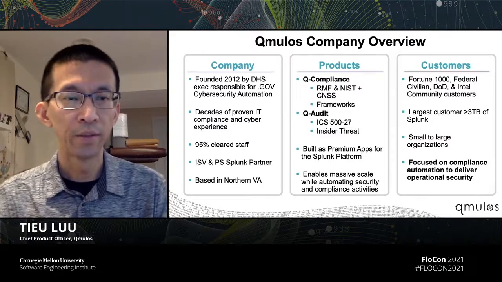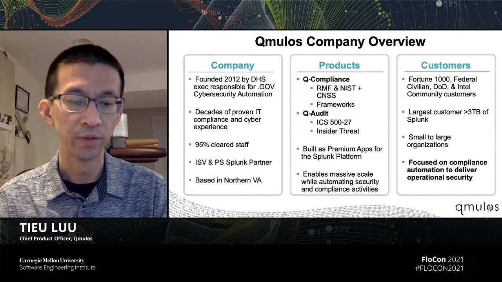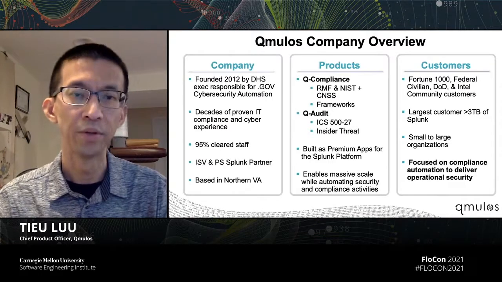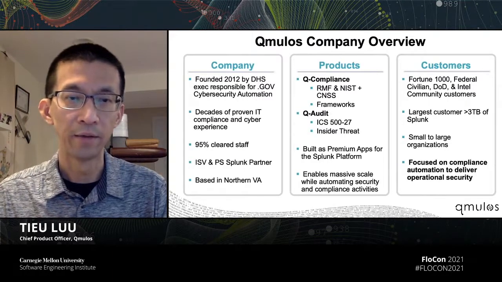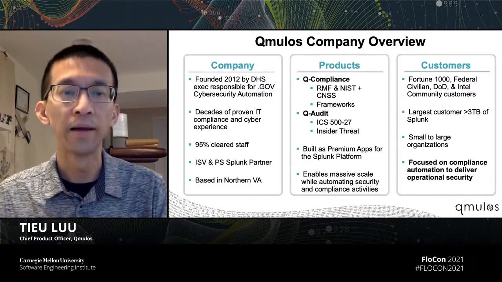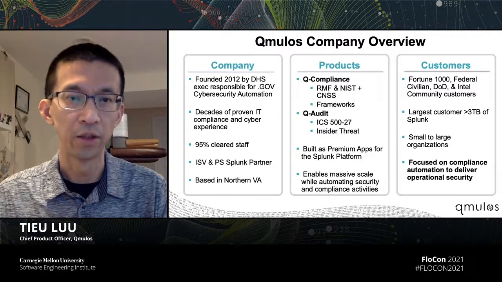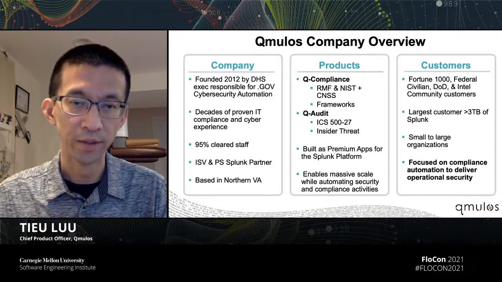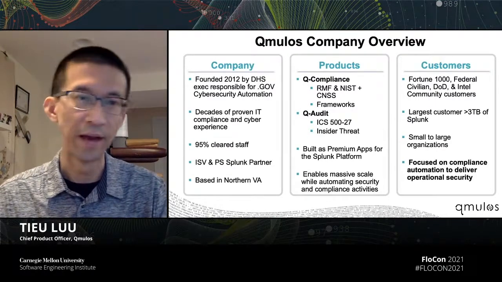So Qmulos was founded about 8 years ago by a former executive at DHS, whose mission was focused on trying to revamp the government's policies for compliance and risk management to make them basically provide more operational security value. So he left DHS to found this company and create products that enable that mission. So we've got two products, Q-Compliance and Q-Audit, that are focused on compliance management, risk management, and auditing automation. We've got customers in both the public sector and commercial space, and our mission is basically, as it states there, focused on compliance automation to deliver operational security value.